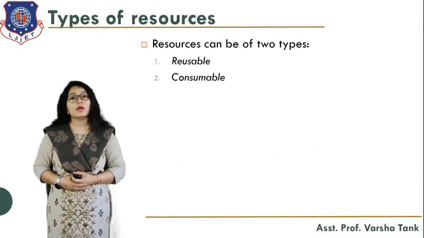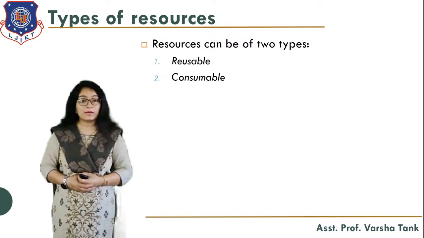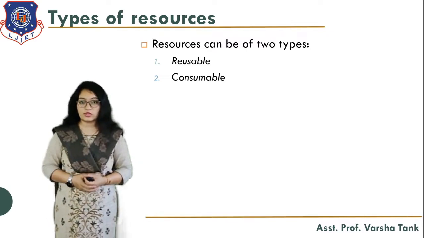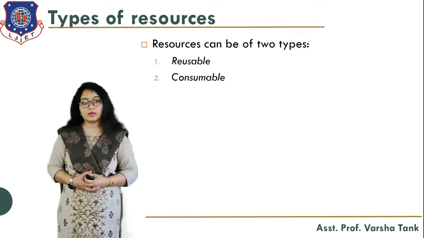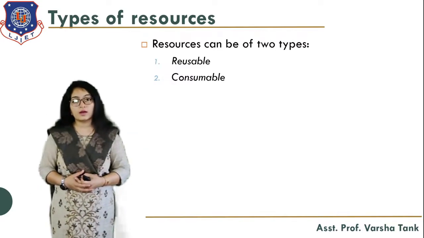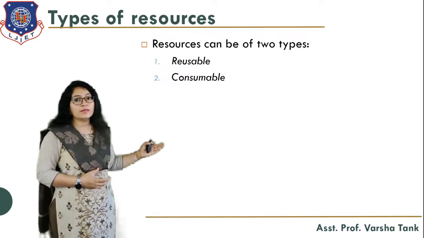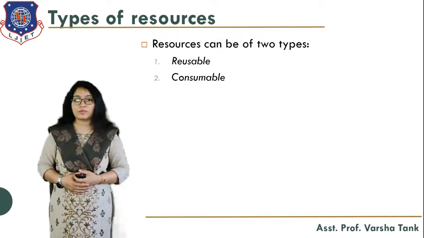Now, next we will see the types of resources. Basically, there are two types of resources, one is reusable and second is consumable. As the name suggests, reusable means you can reuse it again, and consumable means you cannot reuse it again. It is consumed once only. So let's see.